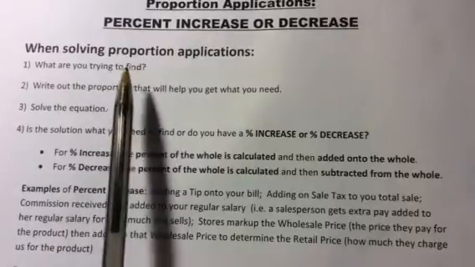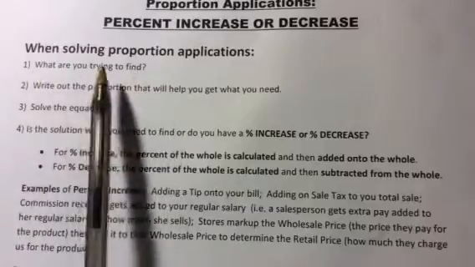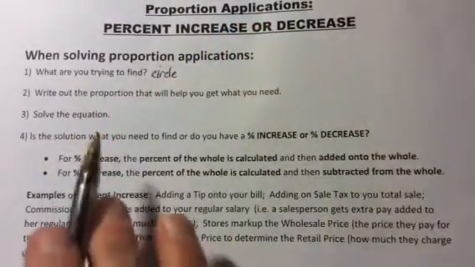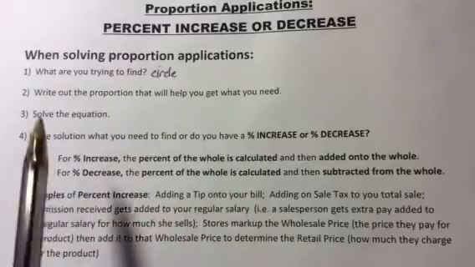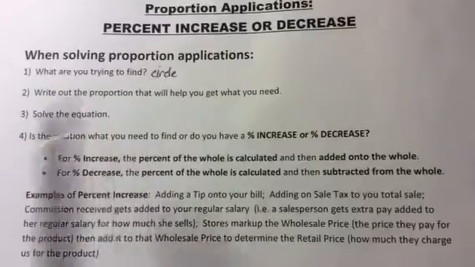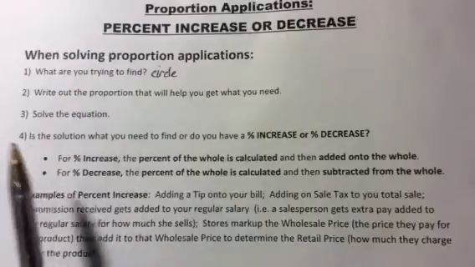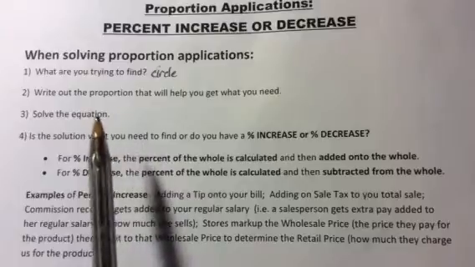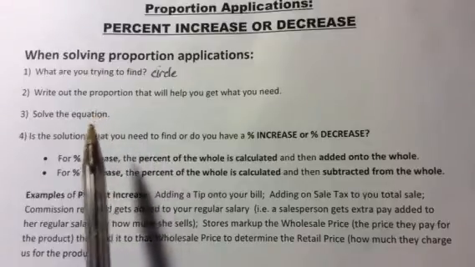And I've always said read it through one time first, and then the second time through, circle what you're trying to find. So you might want to write that down. And then write out the proportion that will help you get what you need. And then you're going to solve the equation where you use cross products. Then this last step, not always is what you're solving the equation for the solution to the problem.